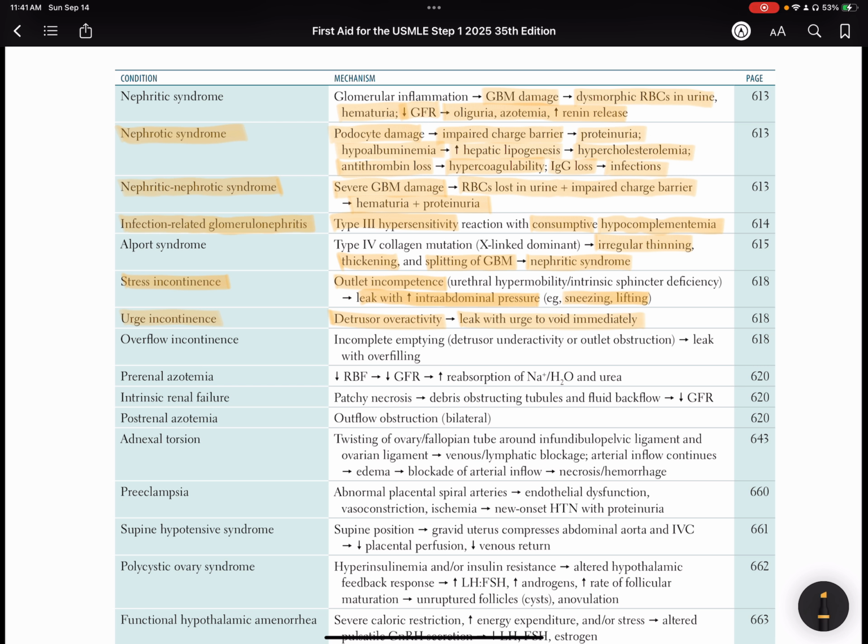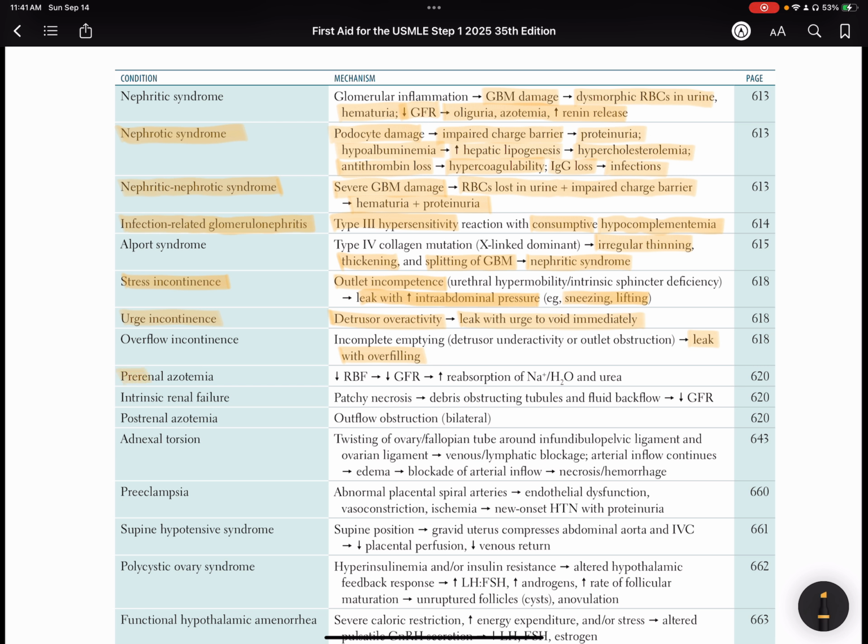What is overflow incontinence? Overflow incontinence is incomplete emptying, detrusor underactivity or outlet obstruction. This leads to leak with overfilling.